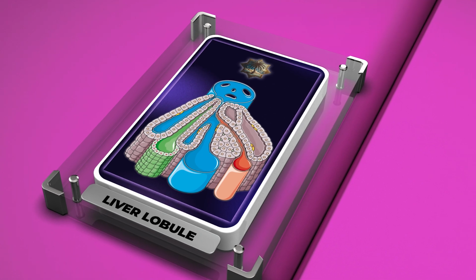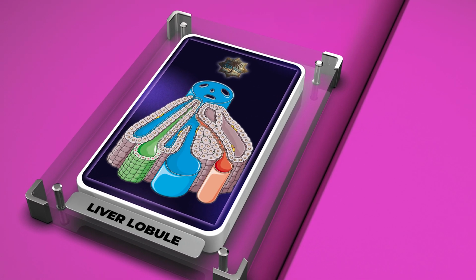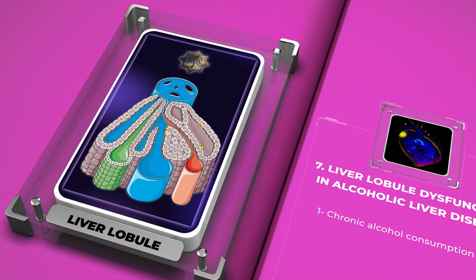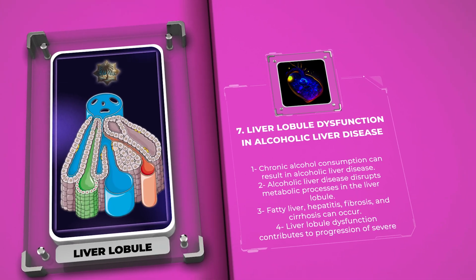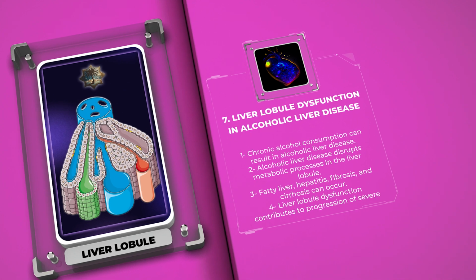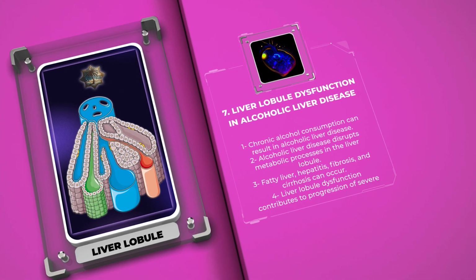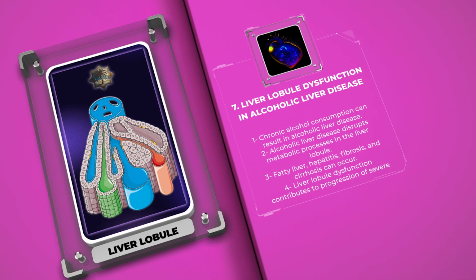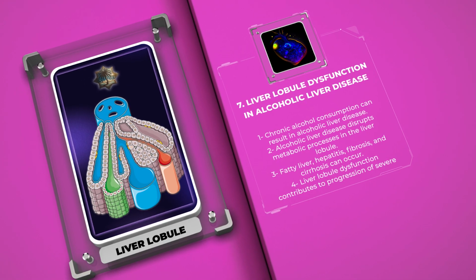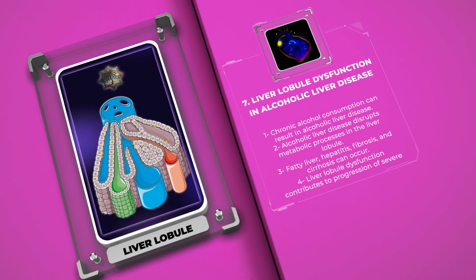Chronic alcohol consumption can result in alcoholic liver disease, which encompasses a spectrum of liver pathologies. In the liver lobule, chronic alcohol abuse disrupts the delicate balance of metabolic processes, leading to fatty liver, hepatitis, fibrosis, and even cirrhosis. Alcoholic liver disease serves as a prime example of how liver lobule dysfunction can contribute to the progression of severe liver diseases.